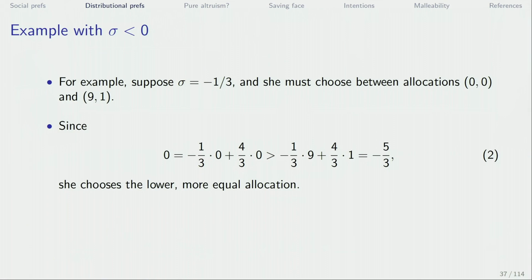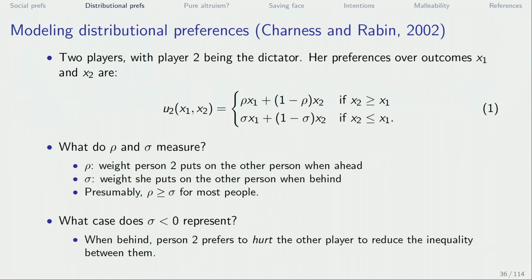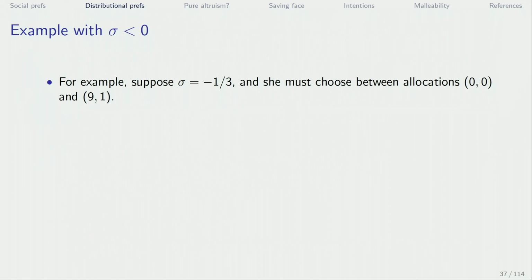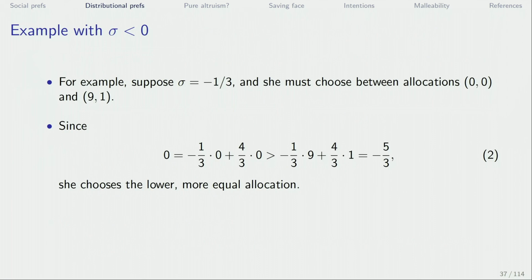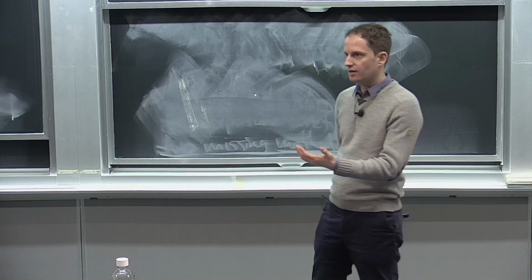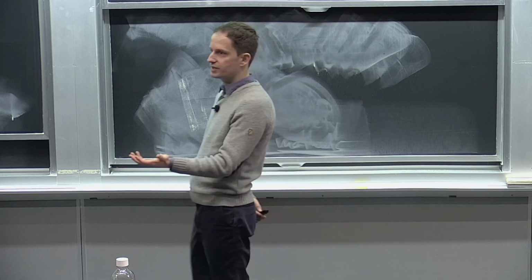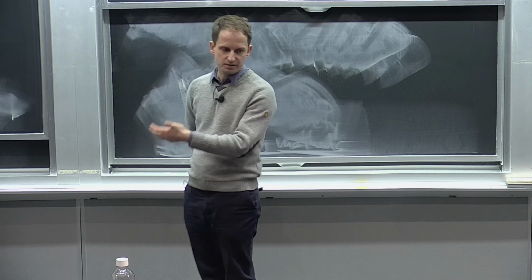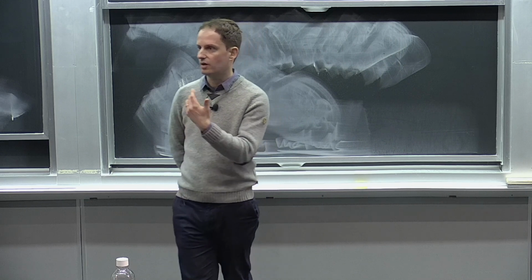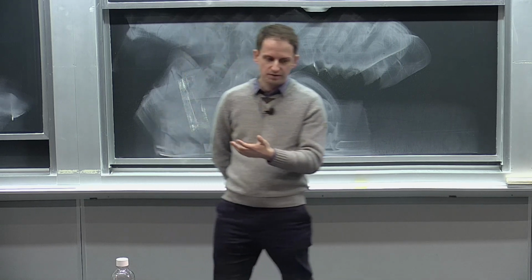Right. Essentially, if you look at this equation here, you put minus 1/3 weight on the other person. So you really don't like the other person getting 9, and you're really unhappy about that. Despite the fact that you value getting some money yourself, you have positive value on that as well, it's like 4/3 times 1. But putting it together, that's negative.